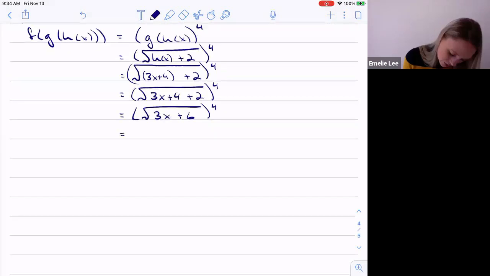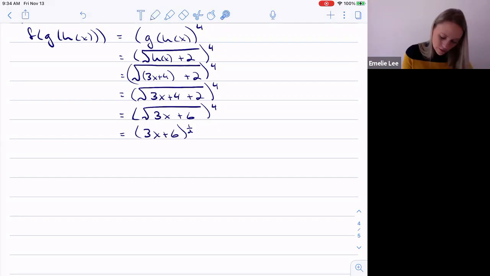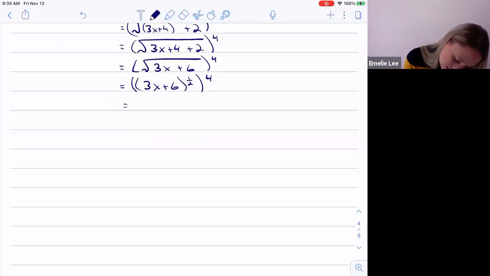And I am going to show what happens here. So I've got 3x plus 6 to the power of 1/2. That's making the square root. And then I'm going to put brackets around there again to the power of 4. But notice when we have these exponents, we've talked about exponents, or you have with Shaun, we can just multiply these. So 4 over 2 is my new power. So I get 3x plus 6 to the power of 4 divided by 2.